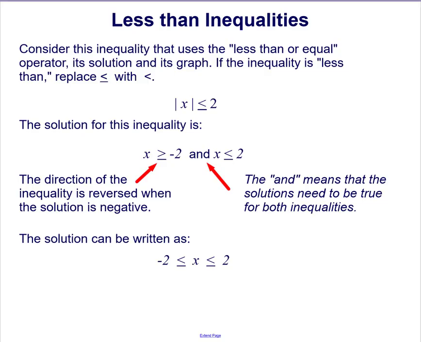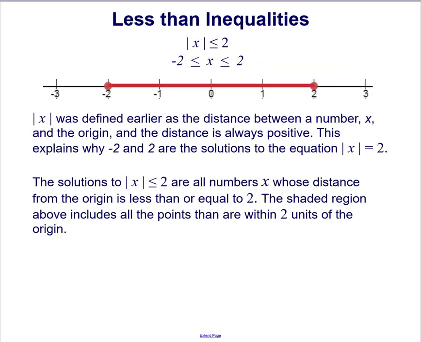The word "and" is significant here. The "and" means that the solutions need to be true for both inequalities. The solution can be written as this: -2 is less than or equal to x, which is less than or equal to 2. Notice the graph of the absolute value of x is less than or equal to 2. Some observations I want to make before I read the paragraph.